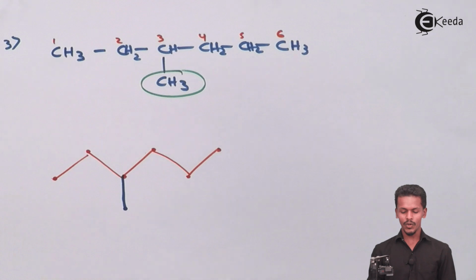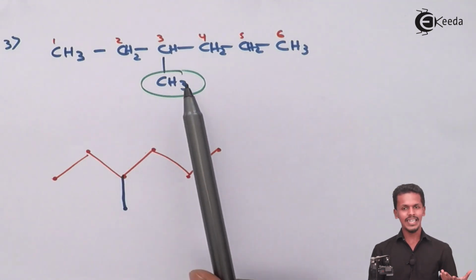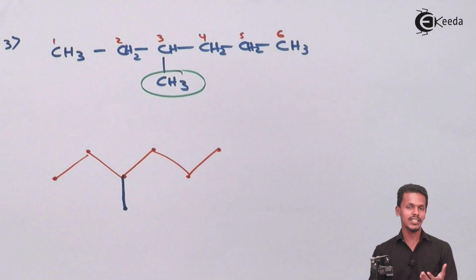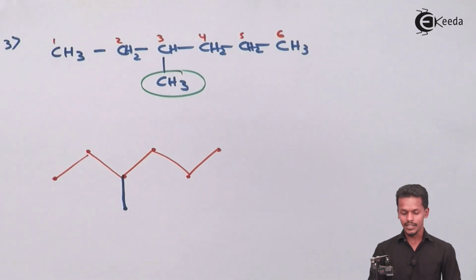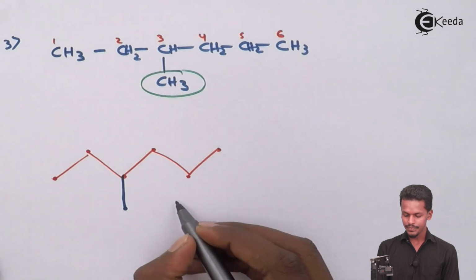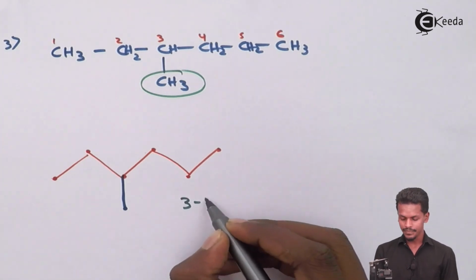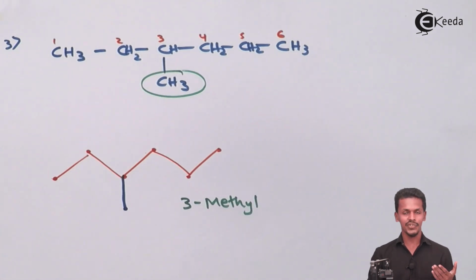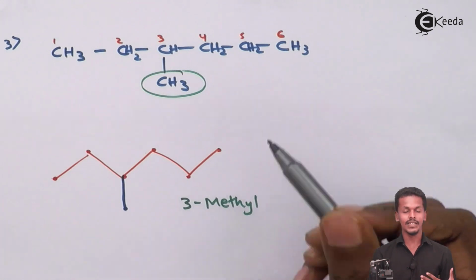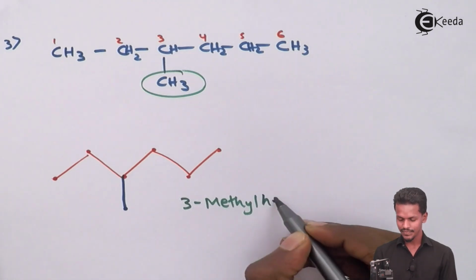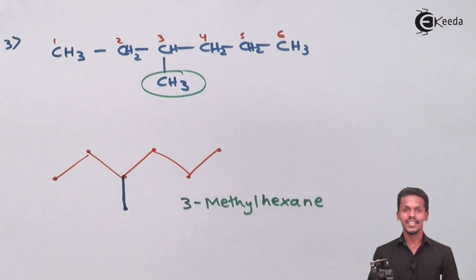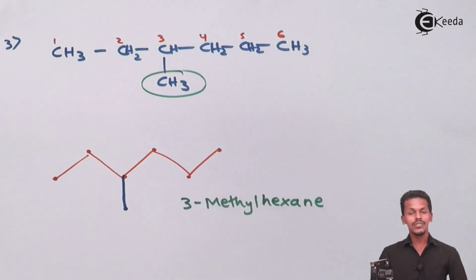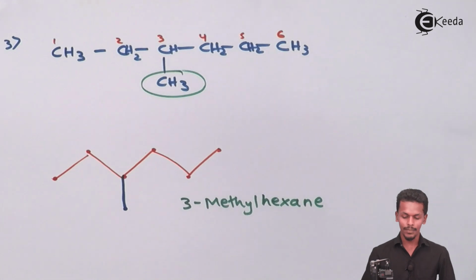Now what would be the IUPAC name of this structure? It is very simple to understand because the methyl group is attached at the third position. So we could write the IUPAC name as 3-methyl. That represents that the methyl group is attached on the third position of the hydrocarbon present in a straight chain, and the total number of carbon atoms in the straight chain is 6. So therefore that could be written as hexane. Simple to understand.